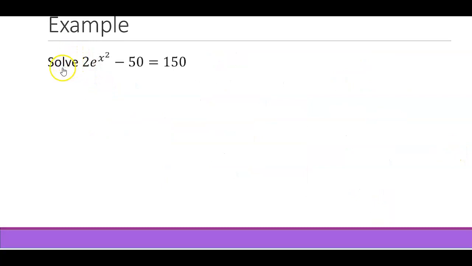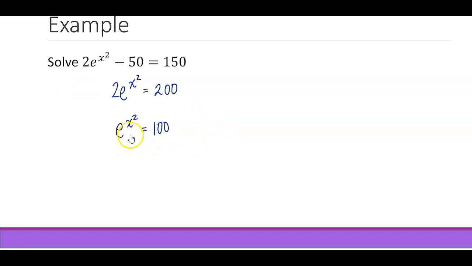In this example, I want to solve 2e to the x squared minus 50 equals 150. So I'm going to go ahead and isolate the term with the exponential in it. So I'm going to add the 50 to the other side. So I have 2e to the x squared equals 200. Then I'm going to go ahead and divide by 2, because I don't want a number besides 1 in front of my exponential. So I have e to the x squared is equal to 100 if I divide both sides by 2.